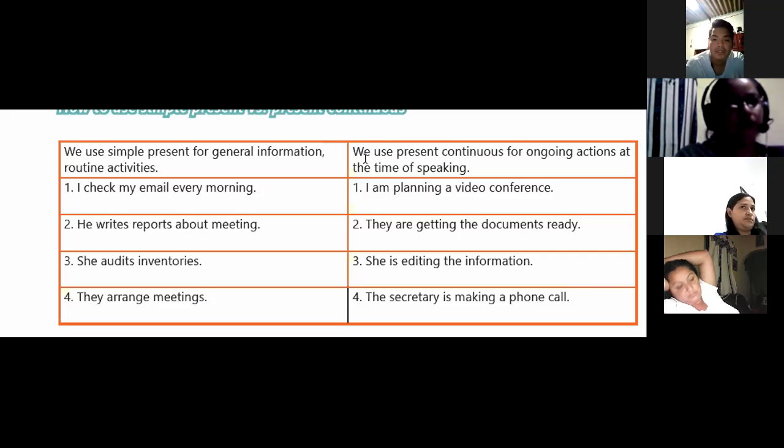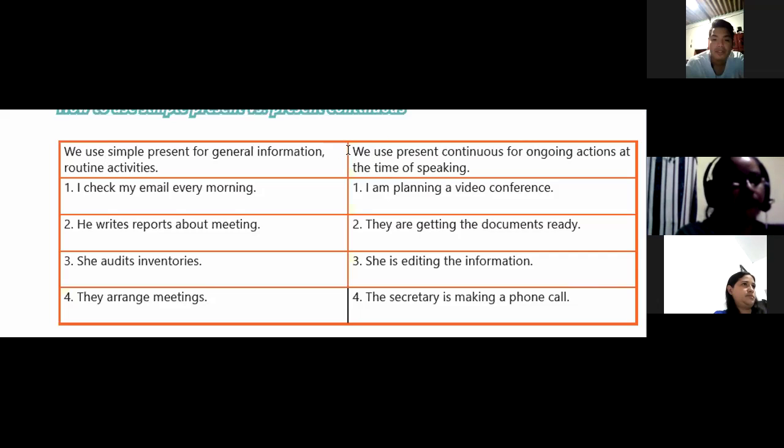Now, please, Luz, can you please read the next part? From here. We use present continuous for ongoing action at the time of speaking. I am planning a video conference. They are getting the documents ready. She is reading the information. The secretary is making a phone call. Okay, thank you very much.